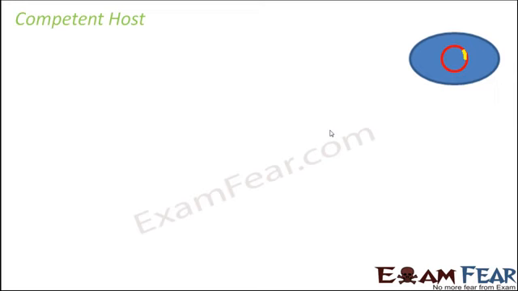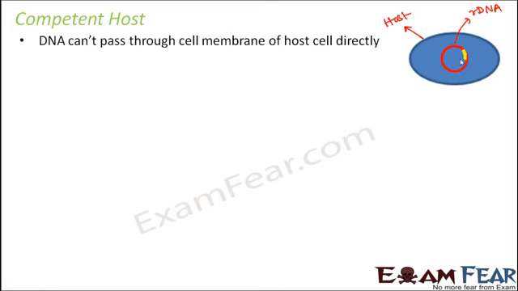Now here you can see this is the host, and this one is the recombinant DNA. Our aim is to introduce the recombinant DNA inside the host cell. Now, DNA cannot pass through the cell membrane of the host cell directly. The question is, how exactly do we introduce this recombinant DNA into the host cell? Is it possible to introduce it directly?